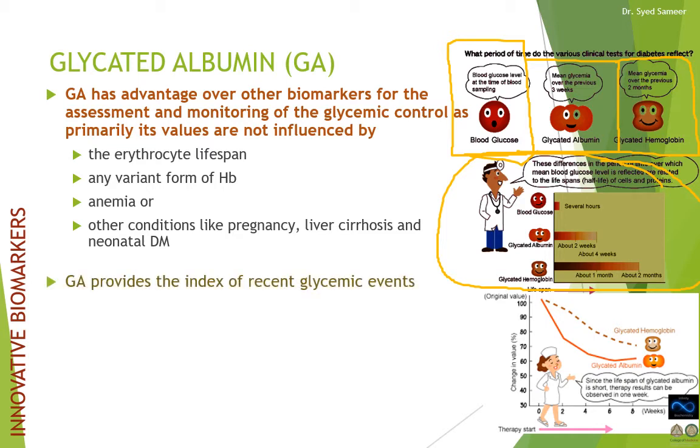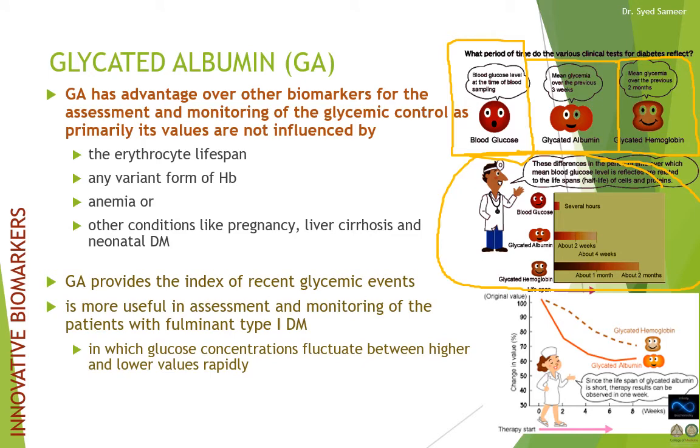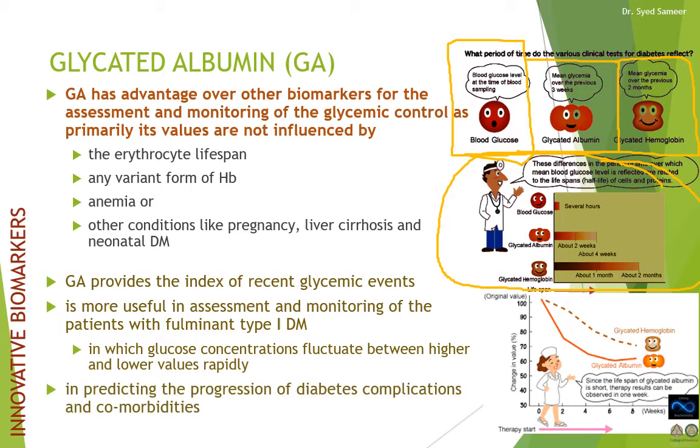So moving further, the glycated albumin provides the index for recent glycemic events, as I have already told you, within 15 days. And it is more useful in assessment and monitoring of those patients who have fulminant type diabetes mellitus, in which the glucose concentrations fluctuate between higher and lower values rapidly. So you can utilize the glycated albumin over the glycated hemoglobin. And it is also useful in predicting the progression of diabetes complications and comorbidities.